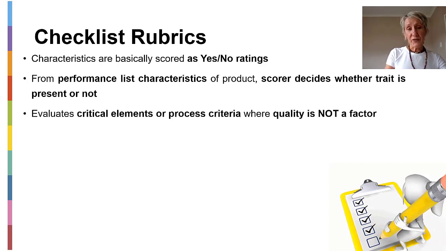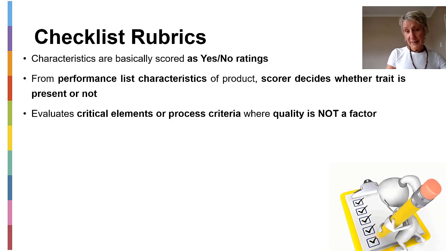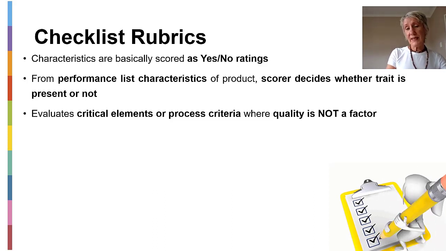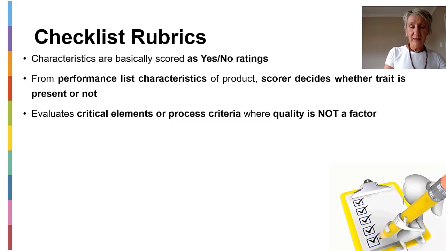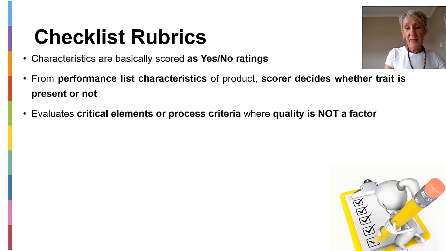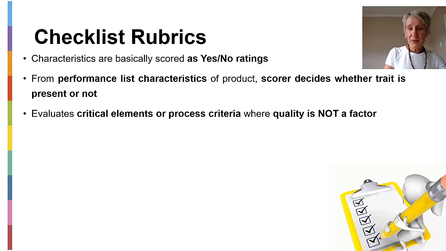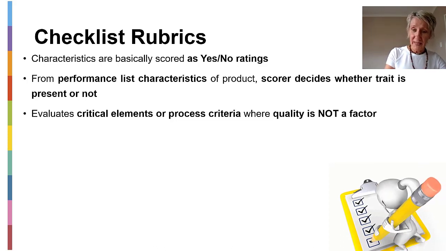Right, it evaluates the critical elements or process criteria when quality is not a factor. You're not trying to say how well they did those headings. They were all perfect. They gave the key ideas. No, there is a heading. That's all I'm worried about. I'm not worried what the quality is. Full stops. They might have used the full stops in only one place, but they were there, so I'm not judging the quality of that.